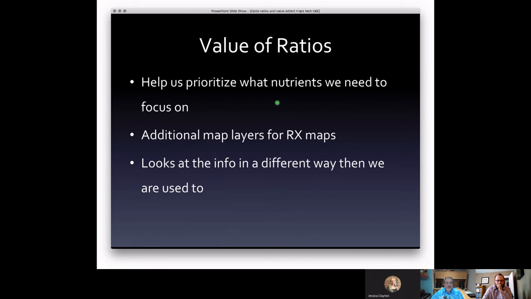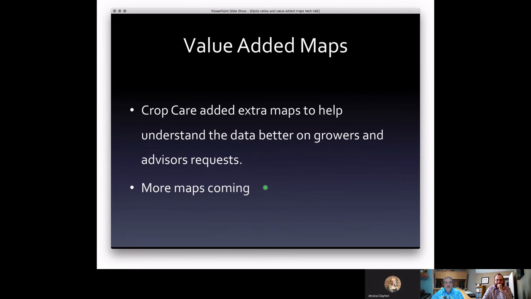So the value of the ratios is that it helps us prioritize what nutrients we need to focus on. It's an additional map layer when we're creating some of our RX maps, and it helps us look at the information in a little different way than we're traditionally used to. When we start looking at the value-added maps, we create some extra maps to help the growers and their advisors understand better.